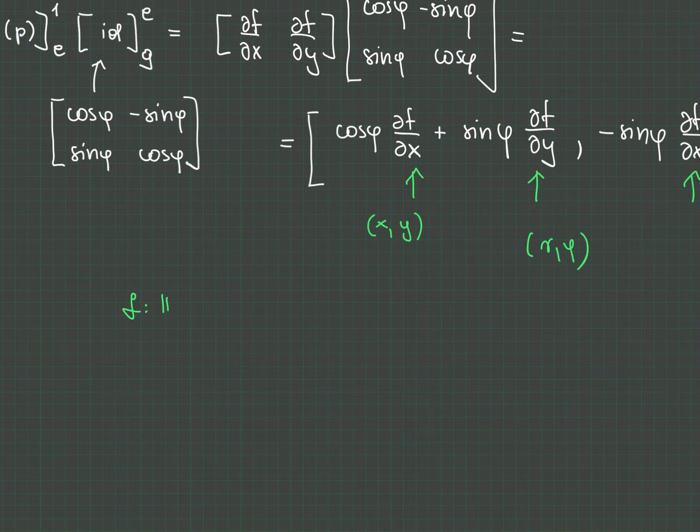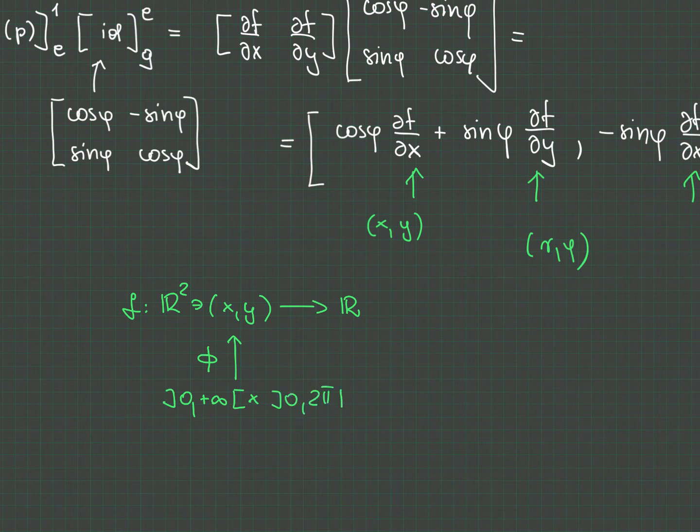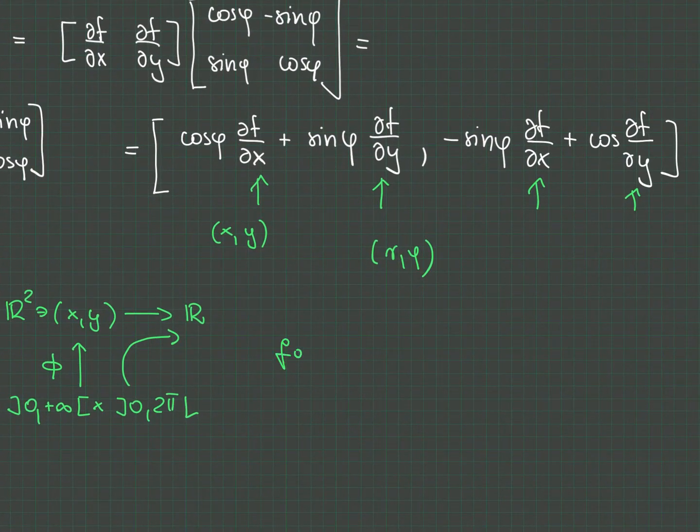Our function is from R^2, x y, to R. We can compose it with our coordinates phi that come from 0 to plus infinity times 0 to pi, and we can consider this function, the composition f composed with phi. This has arguments r and phi, and reads f of x of r and phi, and y of r and phi.